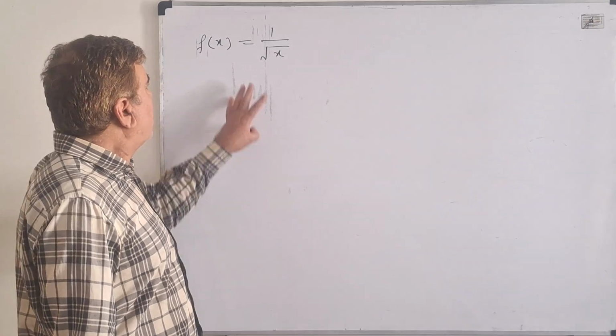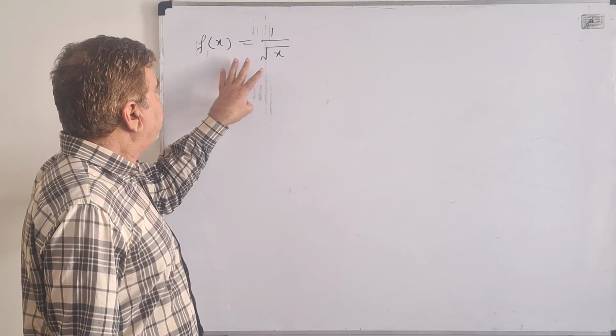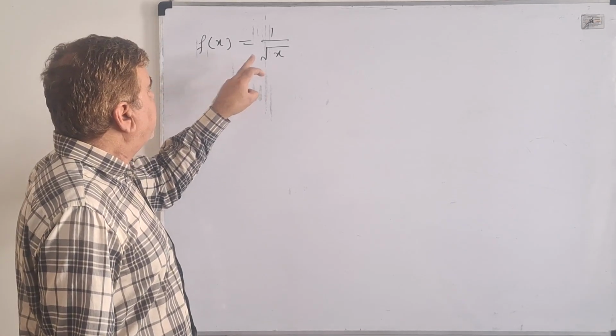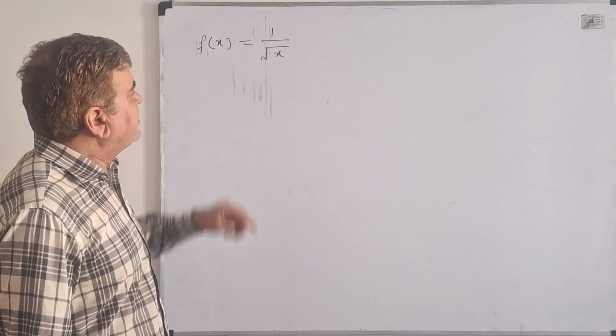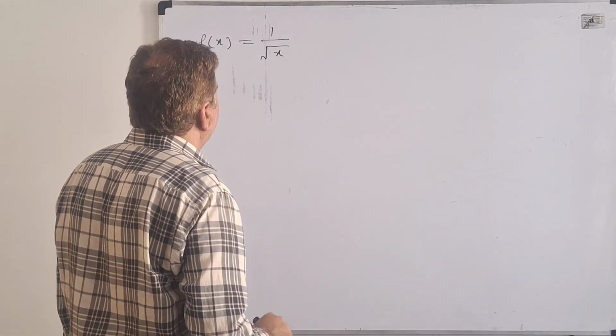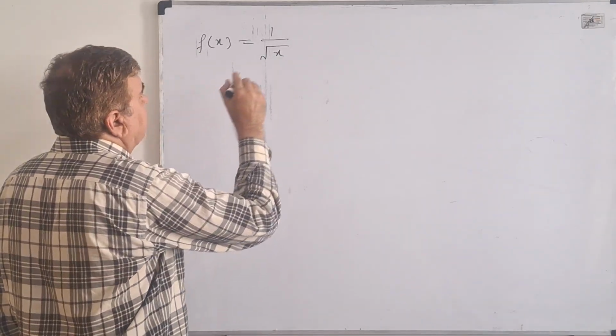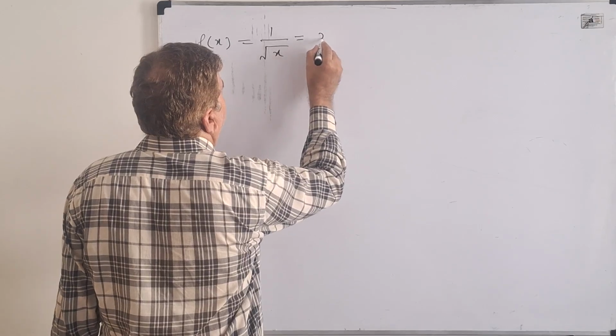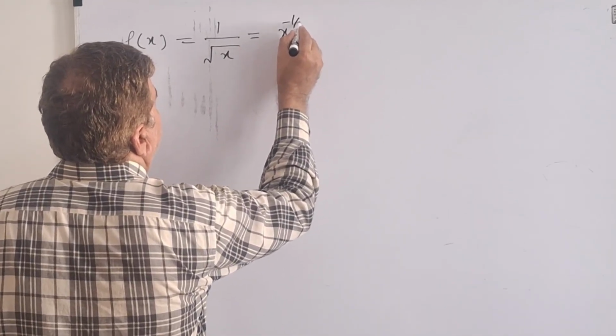In this video, I want to use the definition of derivatives to find the derivative of this function, where the fraction has the radical in the denominator. So for this, I can write this function in the form of x to the power minus half.